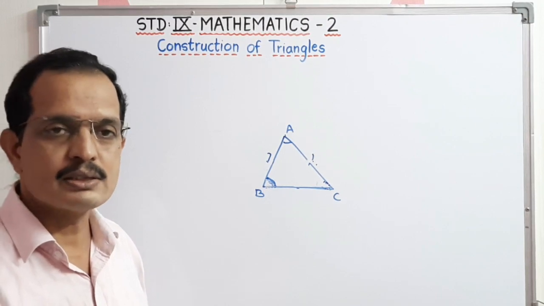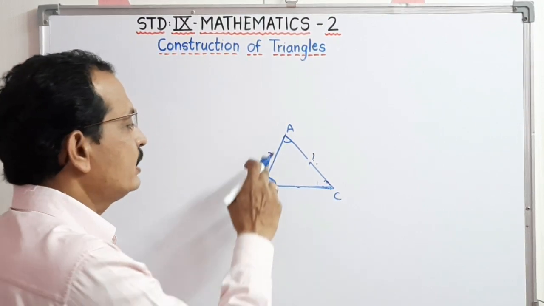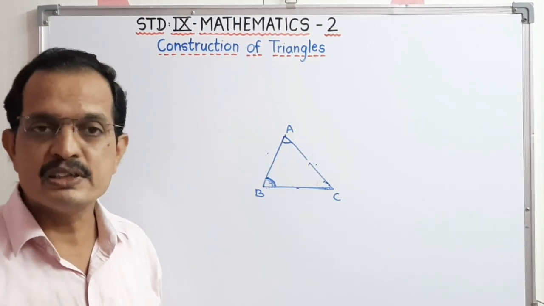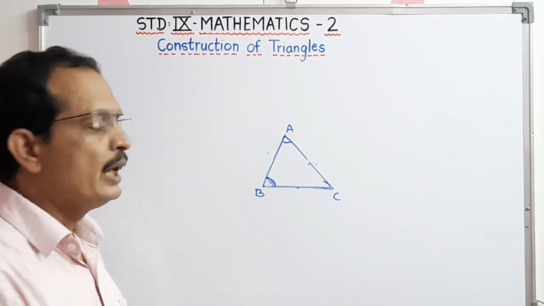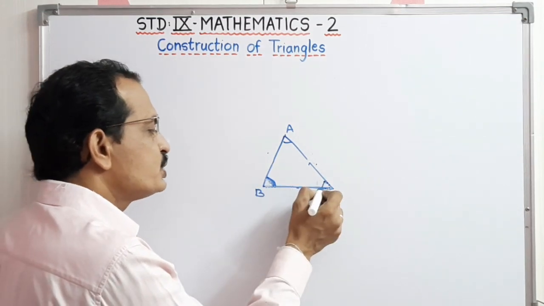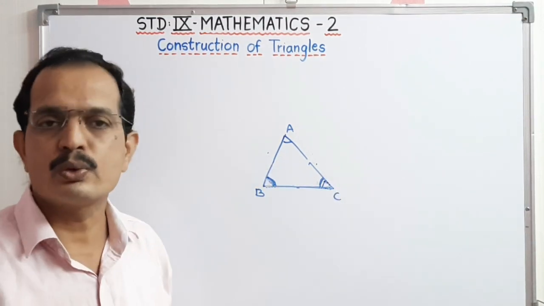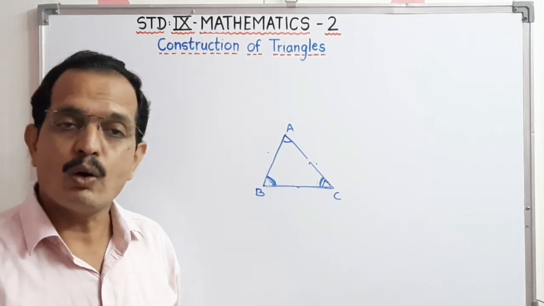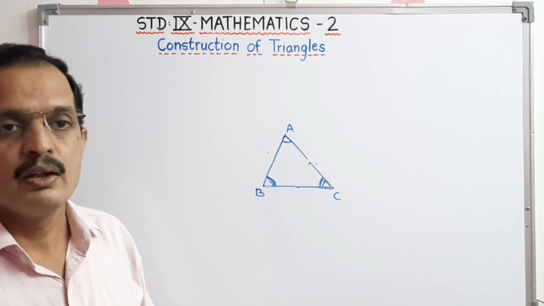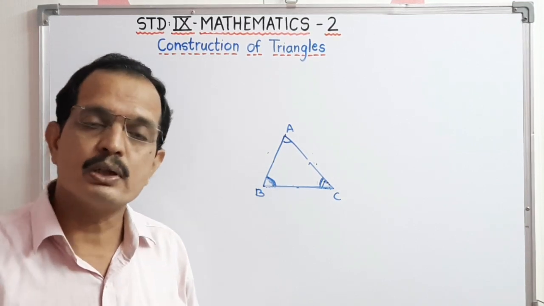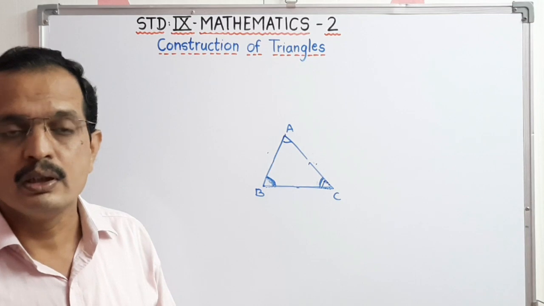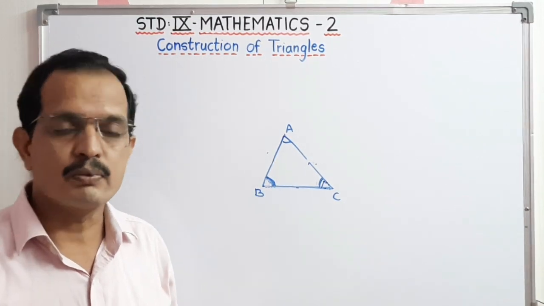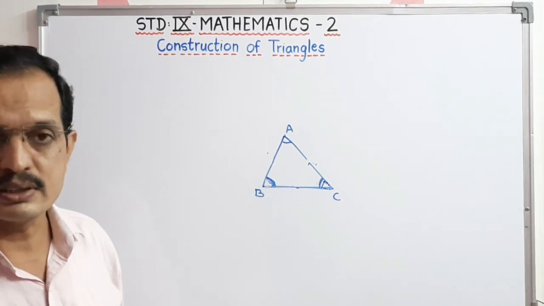And, dear student, the last and most interesting condition is that the sum of all the sides is given. That means the perimeter of the triangle is given and the measurements of the 2 base angles are given, then we have to construct the triangle. Dear student, this construction is very interesting and all these constructions are very easy. I hope everyone understood the basic part of construction which will help us to construct this type of construction. Therefore, dear student, do practice of that basic construction.